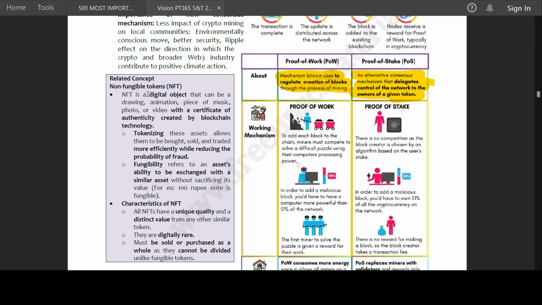NFT, that is non-fungible token, is a digital object that can be a drawing, animation, piece of music, photo or video with a certificate of authenticity created by blockchain technology. It helps in tokenizing more efficiently while reducing the probability of fraud. Fungibility refers to an asset's ability to be exchanged with a similar asset without sacrificing its value.